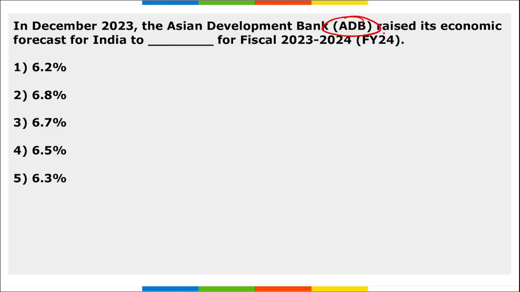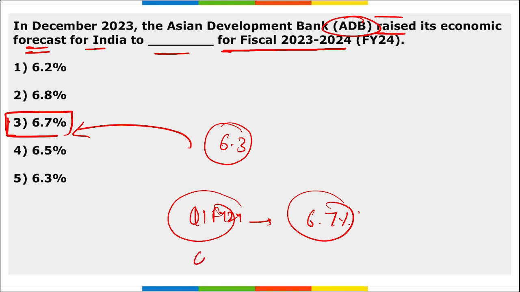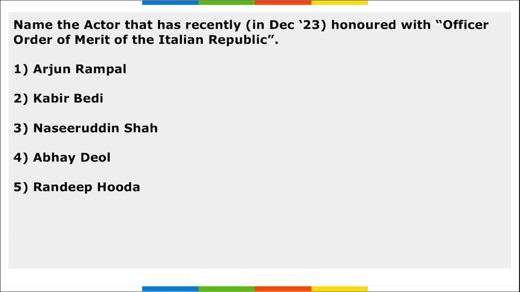Next, Asian Development Bank raised its economic forecast for India to dash for fiscal year 24. Right, so Asian Development Bank has raised its economic forecast for India to 6.7%. Earlier it was 6.3, but they have increased their forecast to 6.7%. Remember, the GDP growth rate for the first quarter of fiscal year 24 is also projected at 6.7%. The second quarter is projected at 6.5%. This is for fiscal year 25, that is, the next year we are talking about.